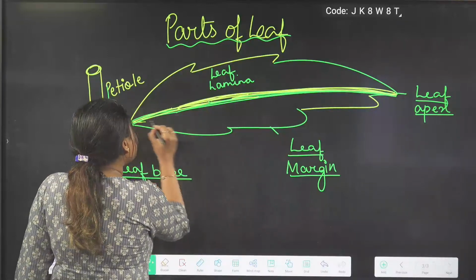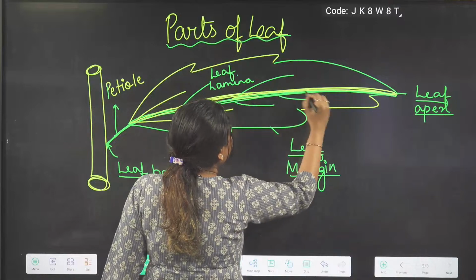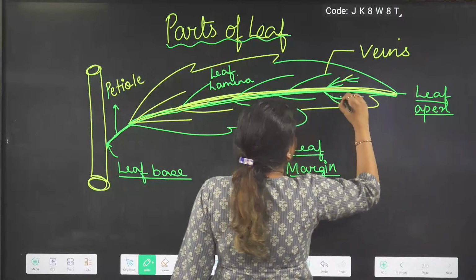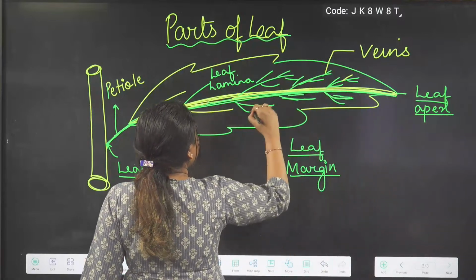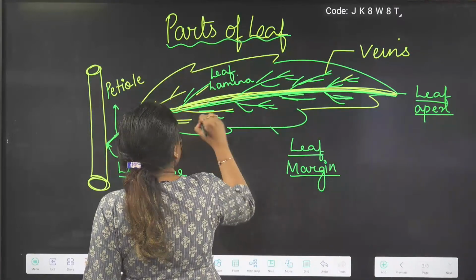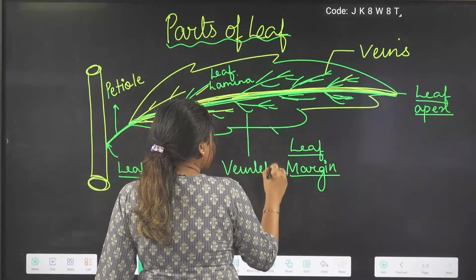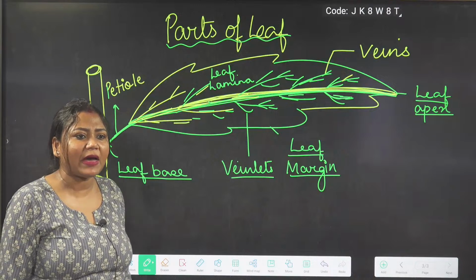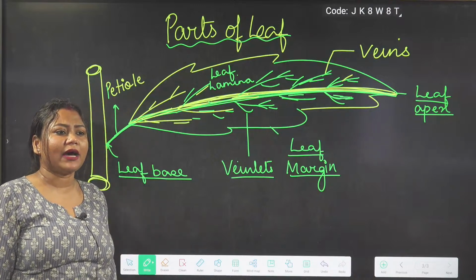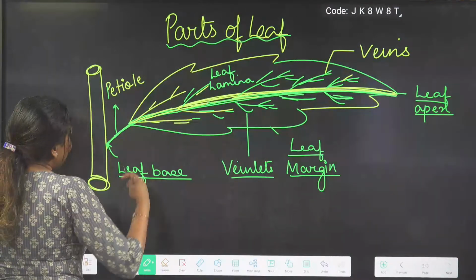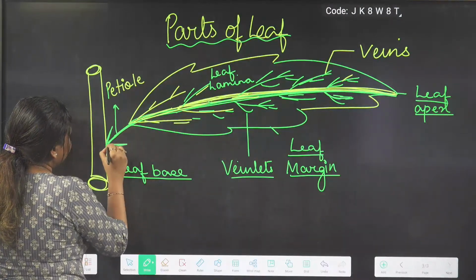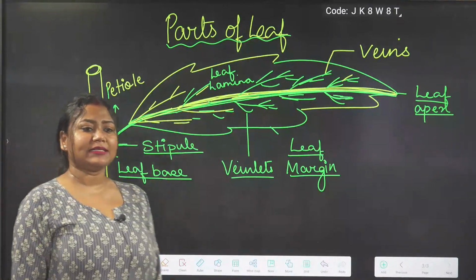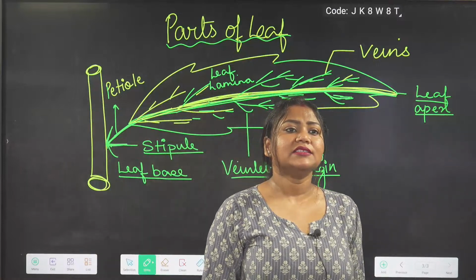What does the leaf lamina have? It has got veins. These are your veins. And these are your veinlets. From the vein, what is coming out? Veinlets. Okay, this is your leaf lamina, this is your petiole, this is your leaf apex. Veins are there, veinlets are there, leaf margin is there. Now, at the leaf base, some structures are there which are known as the stipule.